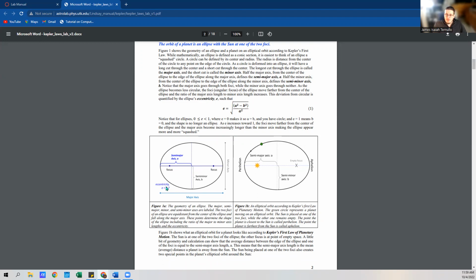There's also this special number here called eccentricity, and that's a measure of how elliptical an orbit is, or how egg-shaped it is. And so if you have an eccentricity of 0, you have a perfect circle. And if you have an eccentricity of 1, you have a very, very elongated ellipse that looks almost like a line with an infinitely small semi-minor axis.